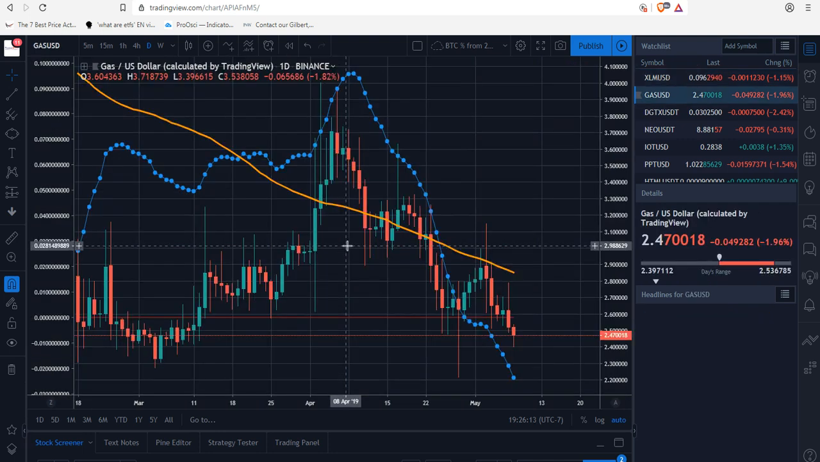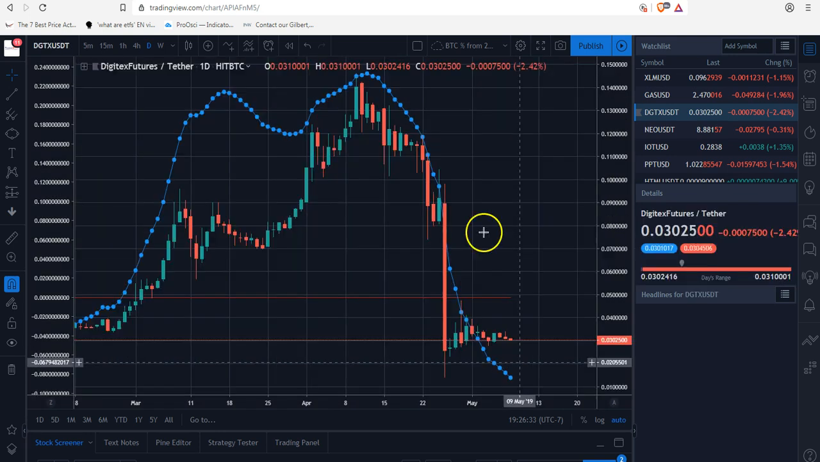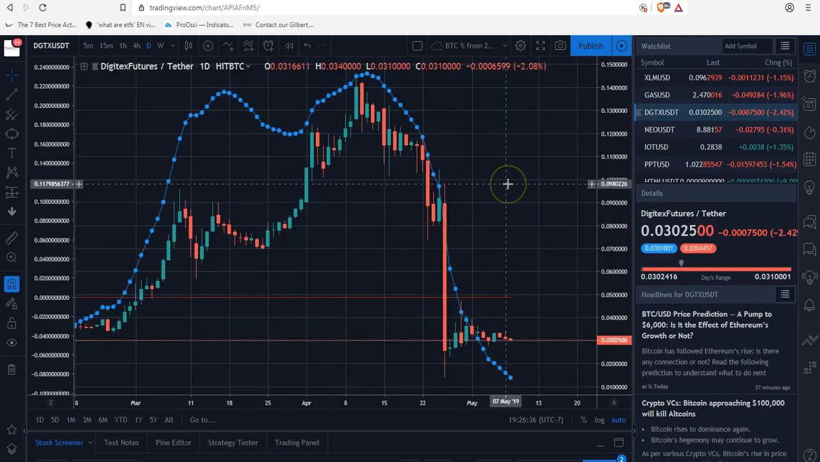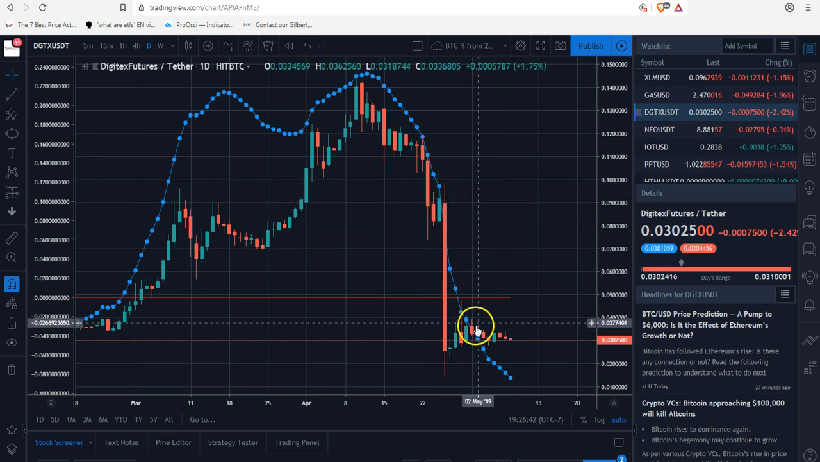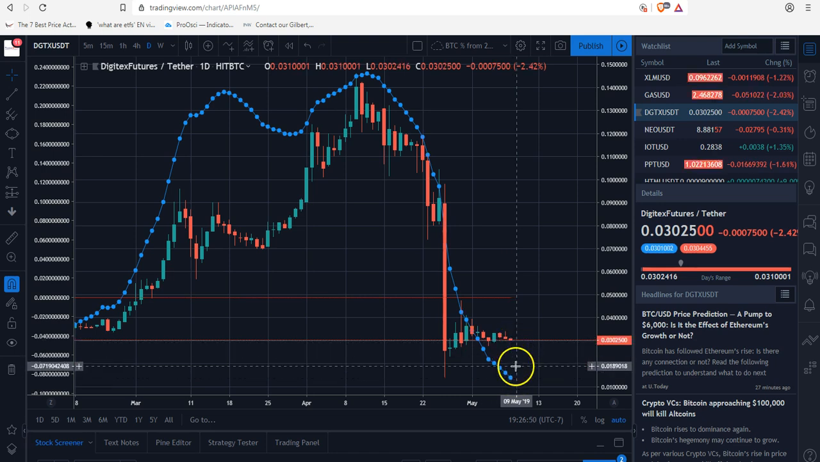If we go to the next one, GAS. This is the fuel that's used for NEO, and you can see the oscillator is continuing to the downside, and you can see GAS price is actually starting to move down to catch up to the oscillator. Digitex, the day that it went down, this huge day, it was down like 75%. It's pretty much expected to see the oscillator moving down on this price, so it does suggest that we're going to see more declines in Digitex.